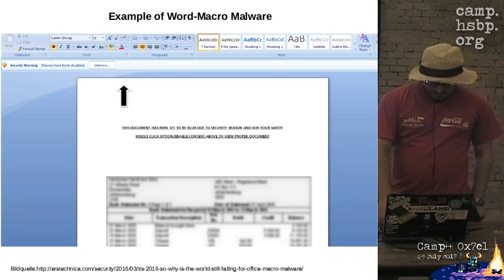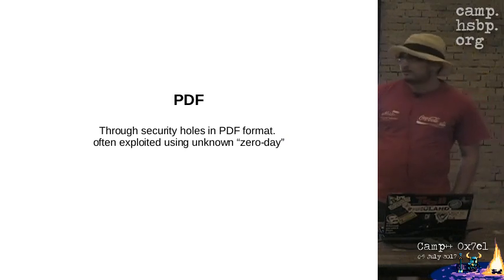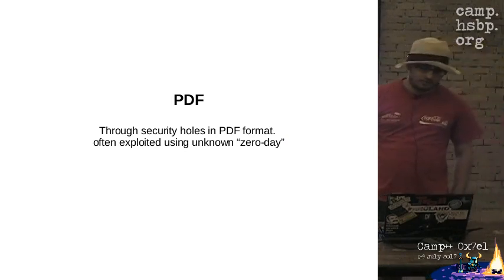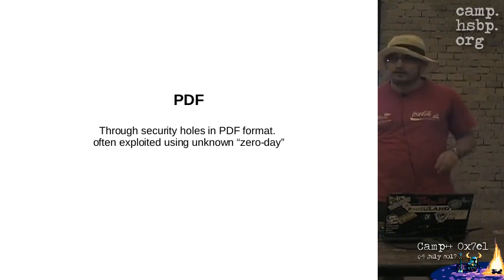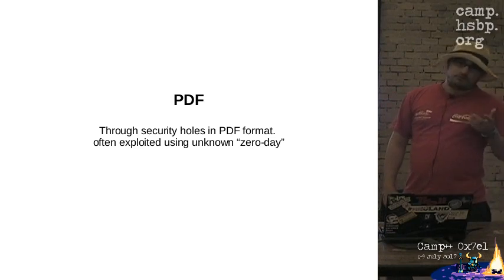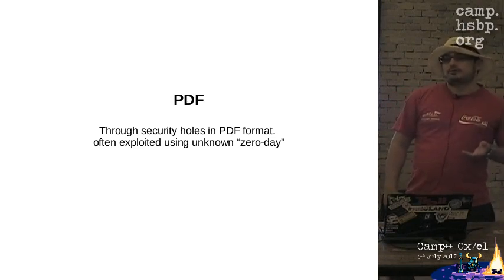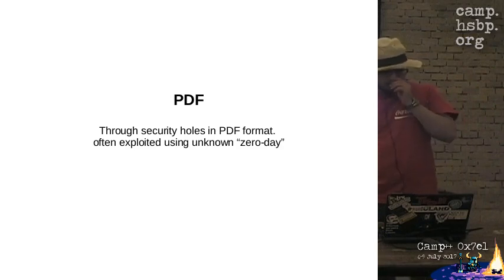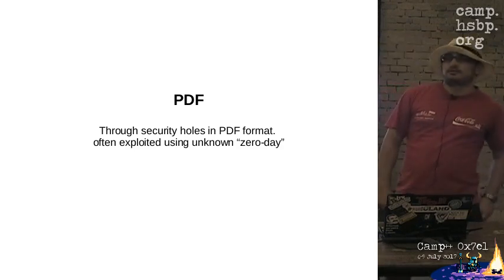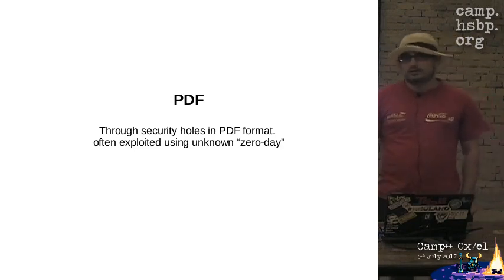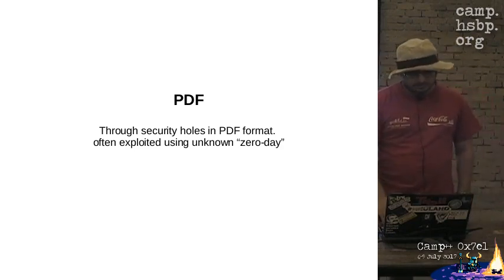Also, one attack vector is PDF. Often it's through security holes in the PDF format, or unknown zero-day holes are exploited. Often it's in the program, like in Adobe Acrobat Reader, where there are bugs in the code, and therefore they craft malicious PDFs. When you open one with Adobe Acrobat Reader, they can run their own code, exploit you, and run ransomware or other stuff.